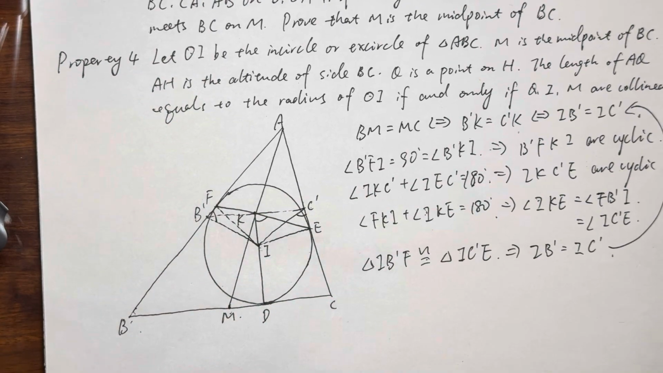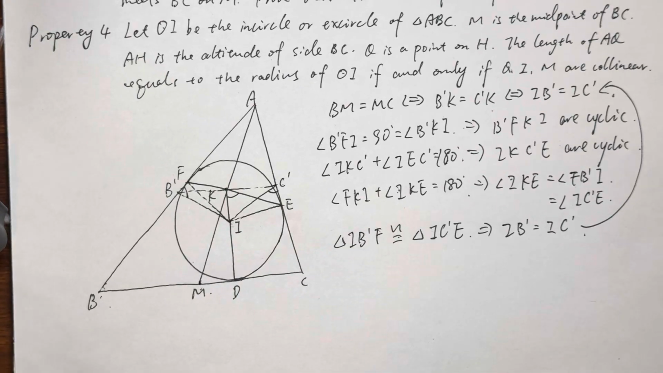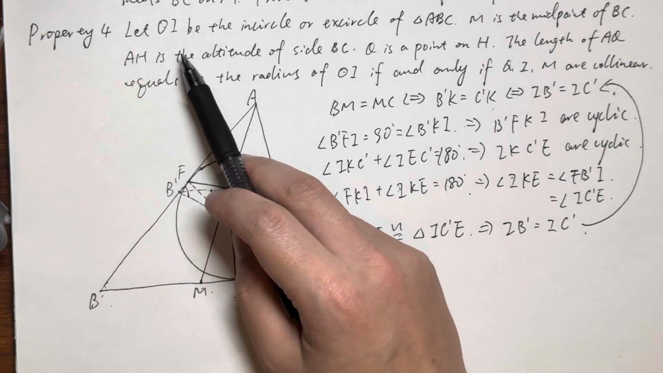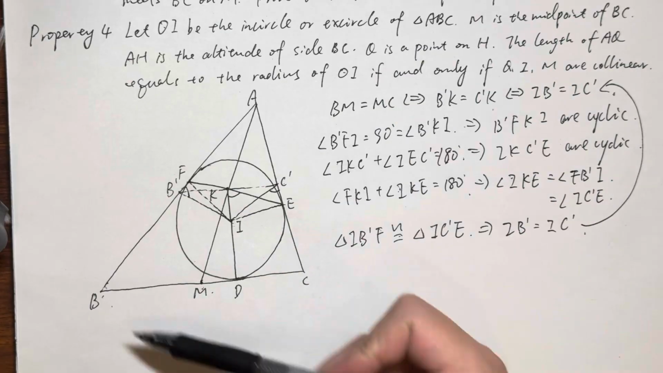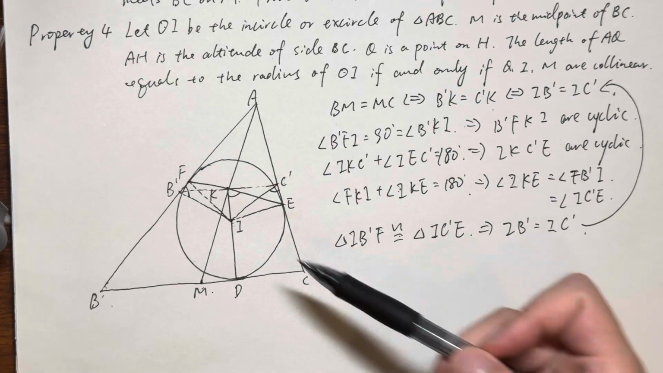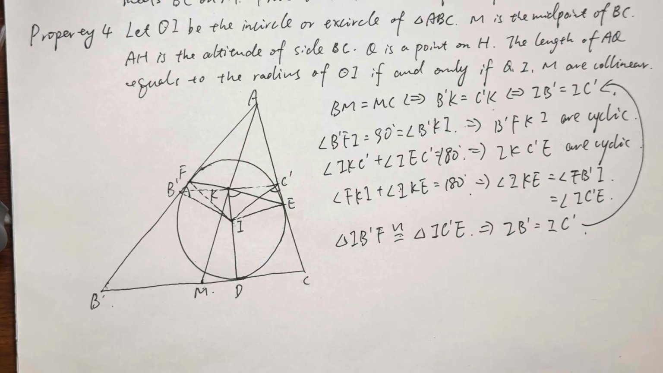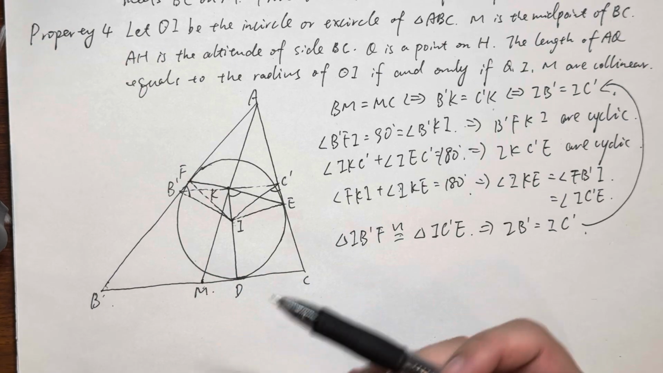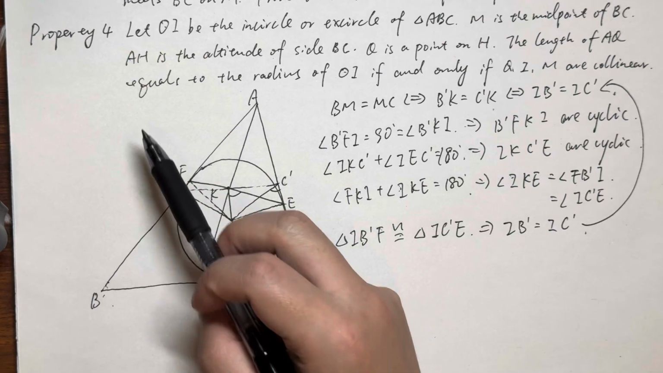Okay, let's see the property first. Property 4 says: let circle I be the incircle or excircle of the triangle ABC. By the way, I didn't show the excircle proof, but the method is exactly the same. So just to make the video short and clear, audience can prove the excircle case by yourself.